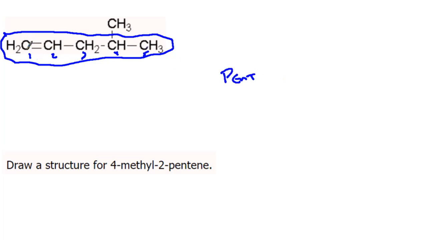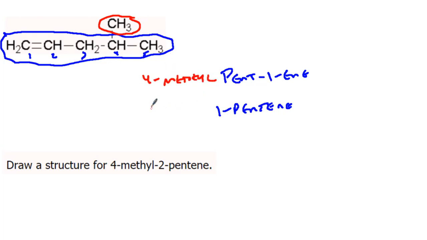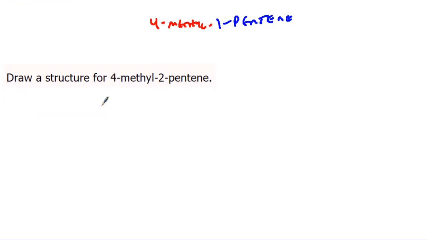Okay, and that double bond's coming off of the first carbon, so we're going to call that pent-1-ene or 1-pentene. I'm okay with either one. We have a little substituent, a methyl group, coming off of the fourth carbon, so we're going to call that 4-methyl. So it's either 4-methylpent-1-ene or 4-methyl-1-pentene. Either one is fine.